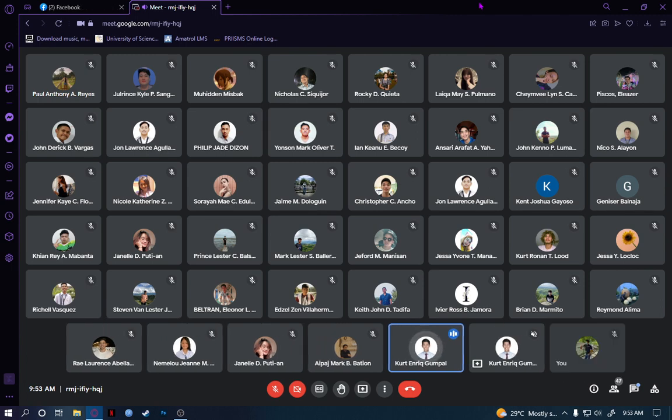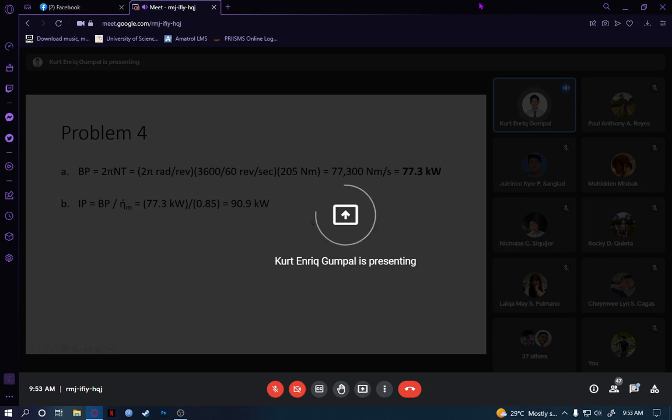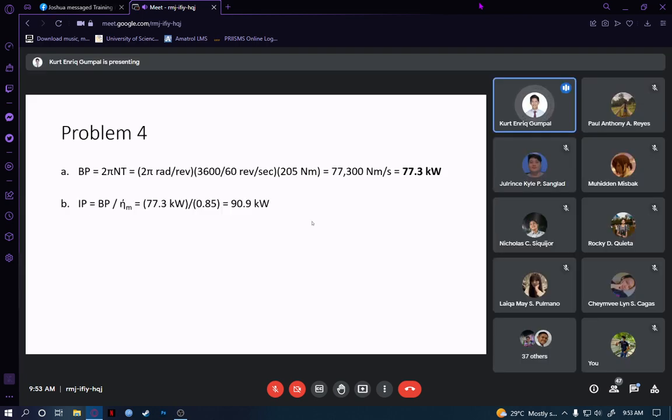Anyway, I corrected the formula kay nasipyat ko og type. Your indicated power is just basically your braking power divided by your efficiency. So, that is your IP equal to BP, which is 77.3 kilowatts divided by your efficiency, which is 0.85. That is indicated sa problem. Now with that, you have your 90.9 kilowatts of indicated power.